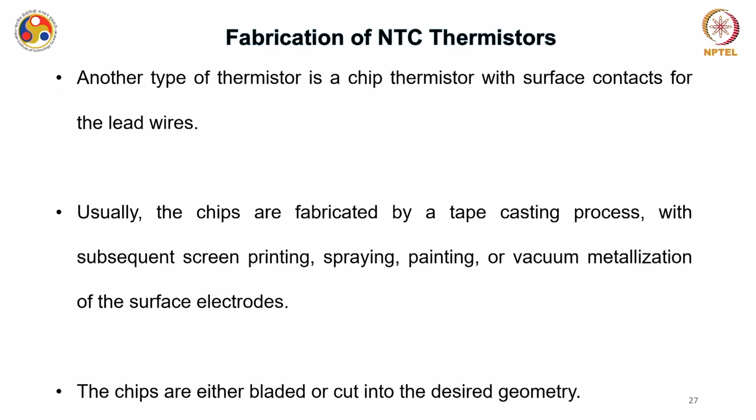Okay. So, then we have another type of thermistor which is a chip thermistor, and chip thermistors again have a surface contact for lead wires. They are usually rectangular chips, and they are formed by even simple methods like the tape casting process. Of course, for the tape casting you have to go through several processes including screen printing, spraying, vacuum metallization of the surface electrode and so on. Okay. Now, the chips are either bladed or cut into the desired geometry. So, this rectangular shape is not the only shape in which these devices are available. You can have multiple types of devices, but again they all will be called chip thermistors, right?